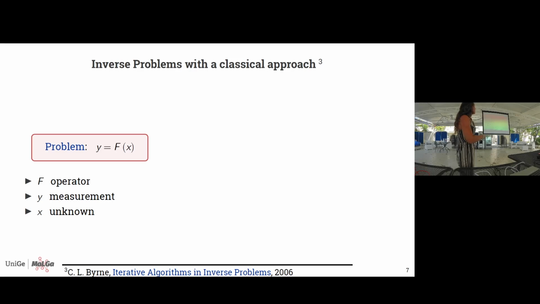We apply this structure to inverse problems. But first, I want to introduce you to a classical approach to inverse problems. An inverse problem is a problem like this one, where our operator is f, our unknown, so what we want to reconstruct, is x, and our measurement is y. And in some sense, we want to invert this operator f in order to obtain our unknown x.